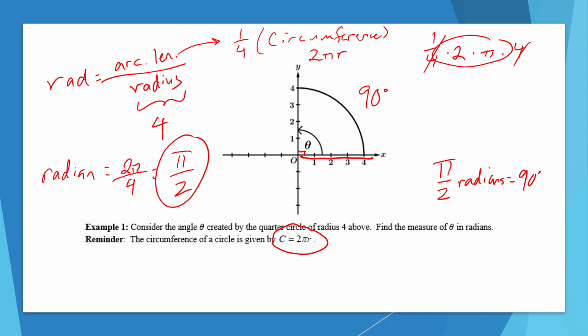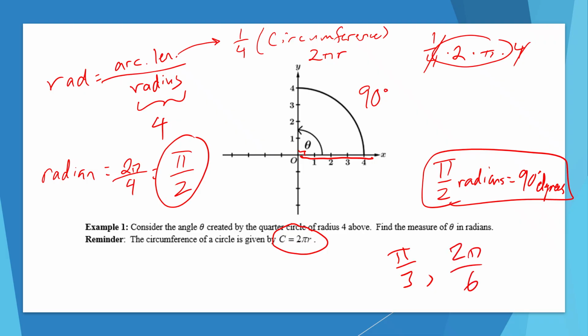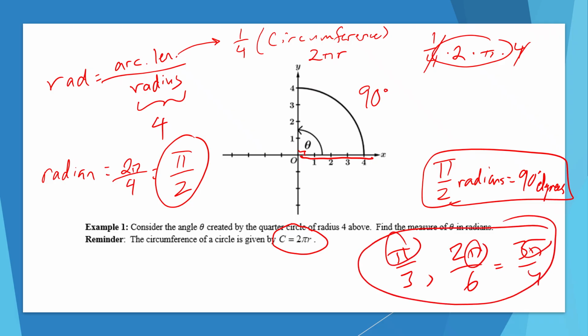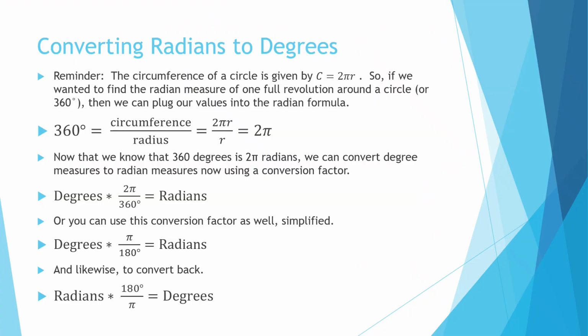So it is important to know that pi over 2 radians equals 90 degrees. And one thing that you will see about radian angle measures is that not all the time, but a good majority of the time, they will be written in terms of pi. So typically if you see something like, and we'll learn about this later this class, pi over 3 or 2 pi over 6, or 3 pi over 4, these are all going to be radian angle measures because they include some form of pi.